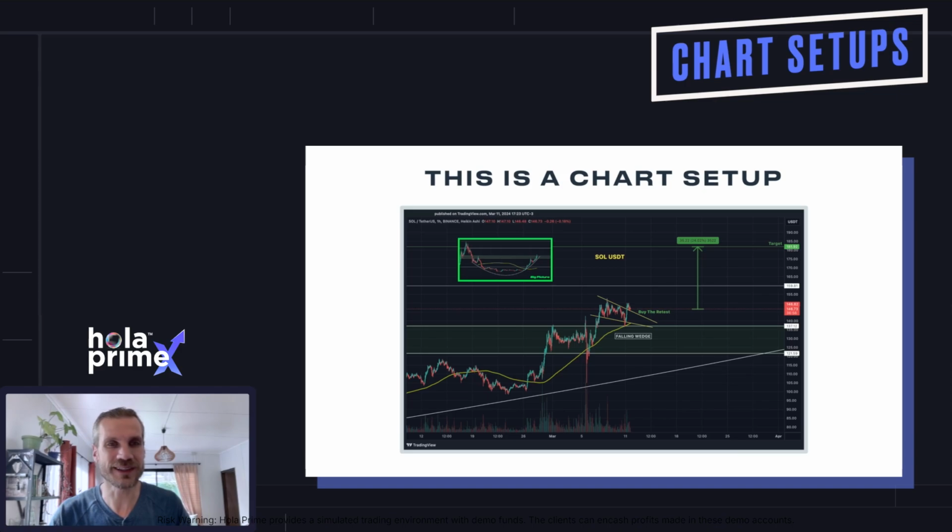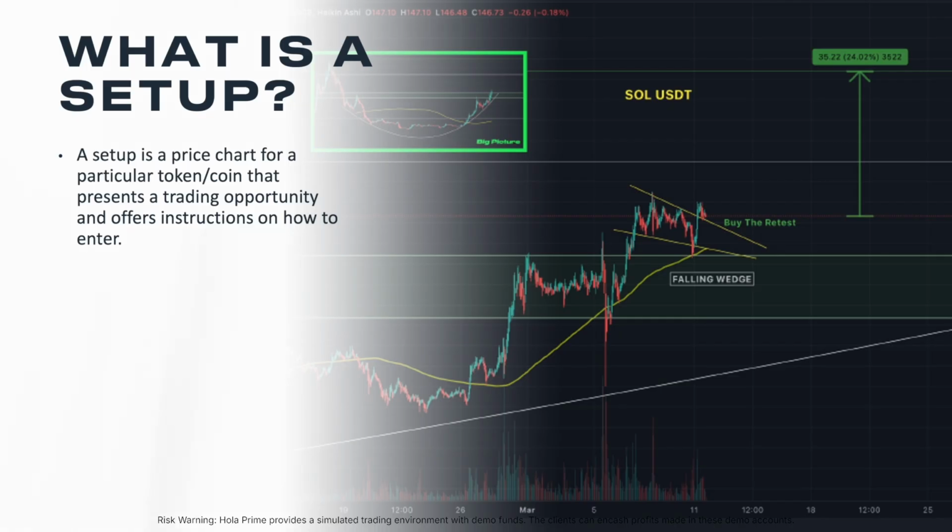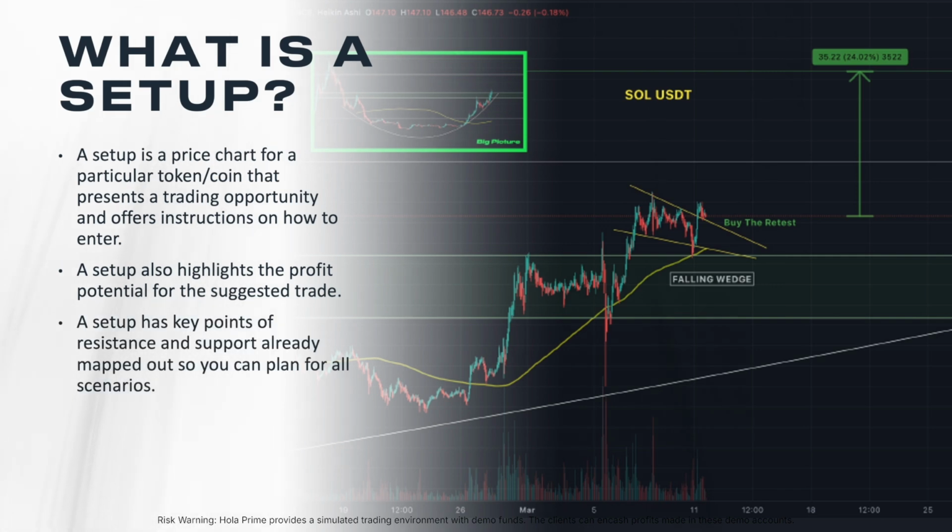This is a chart setup, something which crypto traders will create or use to facilitate a trade. But what exactly is it? A setup is a price chart for a particular token or coin that presents a trading opportunity and offers instructions on how to enter. A setup also highlights the profit potential for the suggested trade. A setup has key points of resistance and support already mapped out so you can plan for all scenarios.